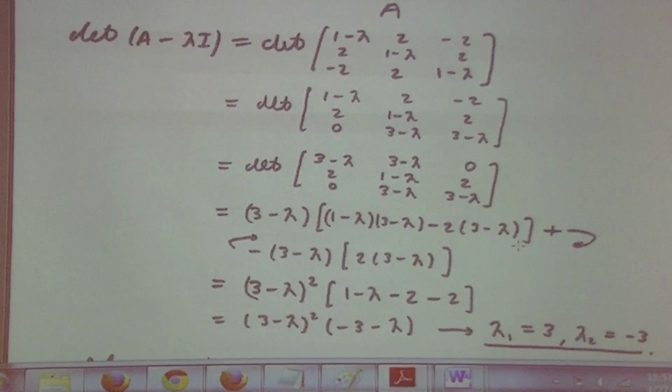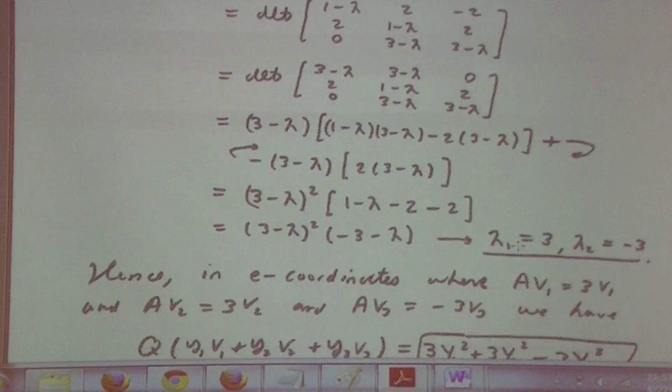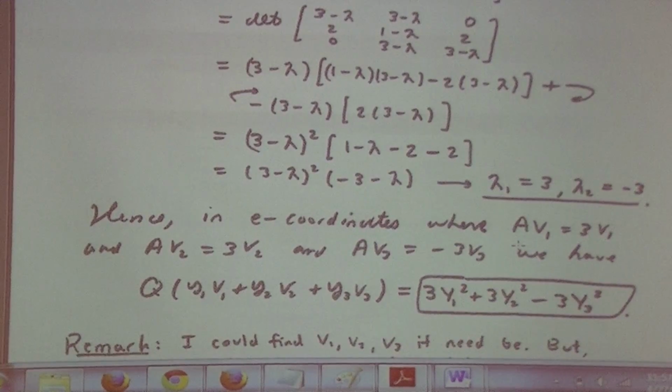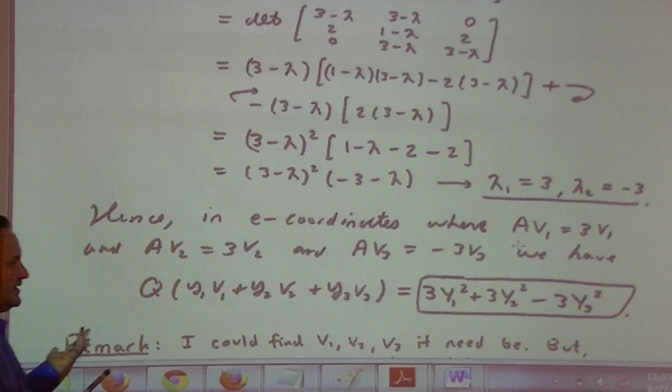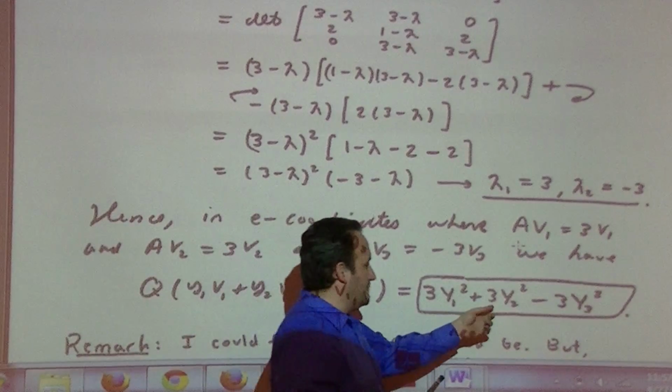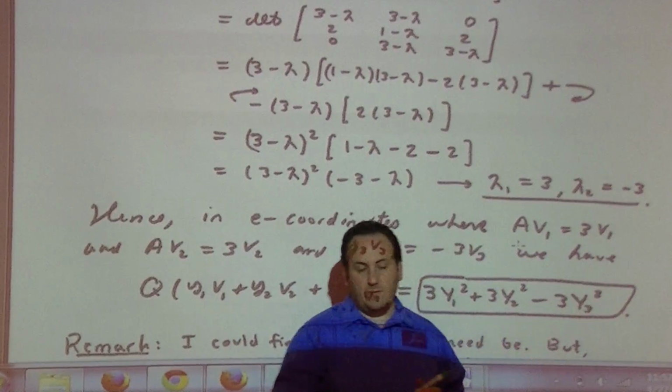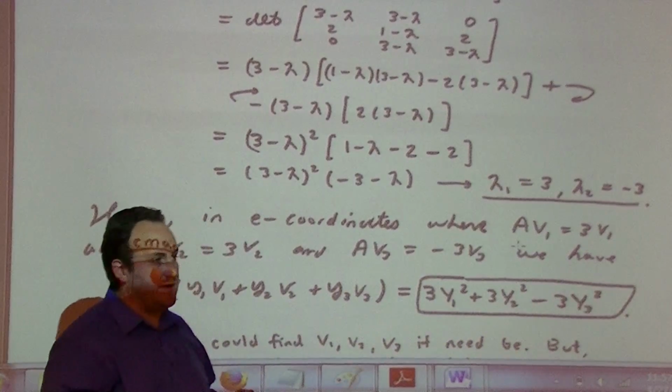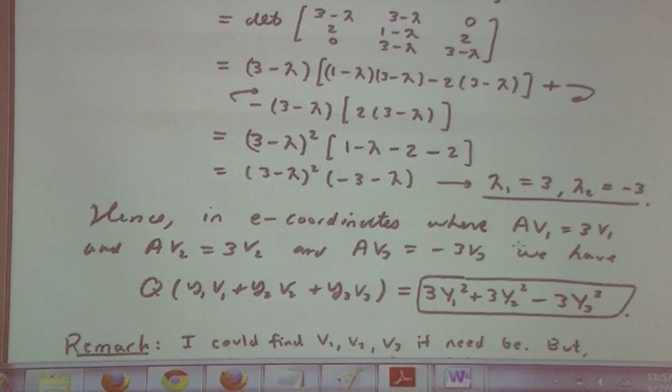Although we know that algebraic multiplicity is equal to geometric multiplicity for a symmetric matrix by the spectral theorem, we know that there exists an orthonormal eigenbasis. So we don't need generalized eigenvectors for a symmetric matrix, right? Just saying. And so once I know that, I can write the formula. Because the formula in eigencoordinates is always lambda 1 y1 squared plus lambda 2 y2 squared plus lambda 3 y3 squared. Lambda 1, lambda 2, and lambda 3 here being 3, 3, and minus 3 respectively gives me that. That's the formula.